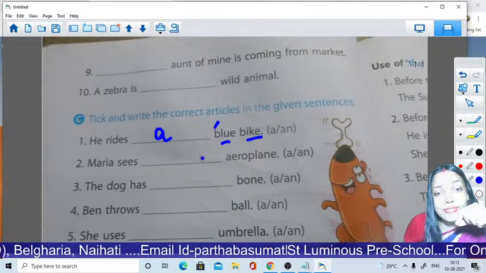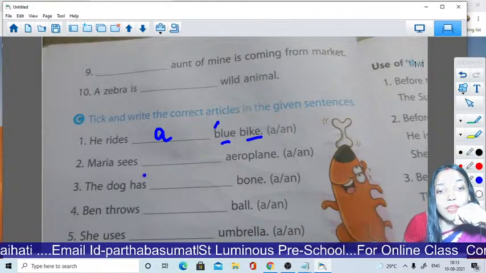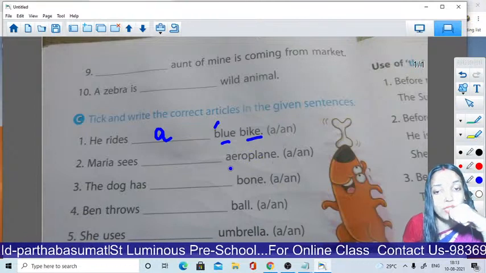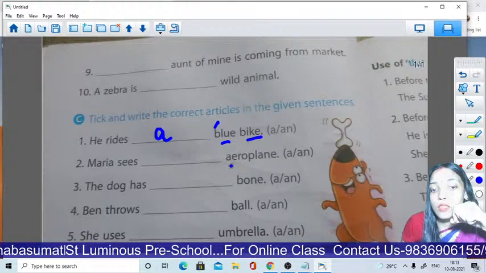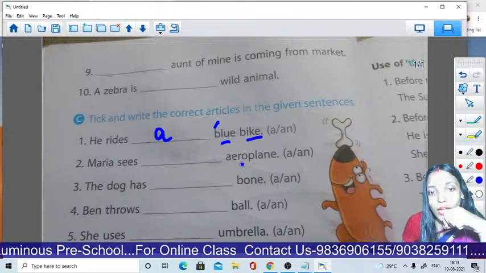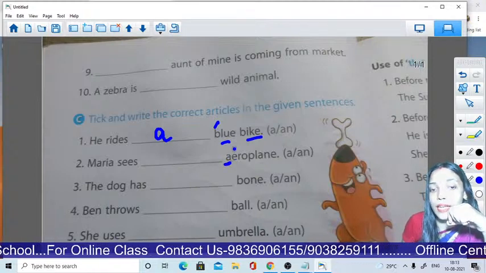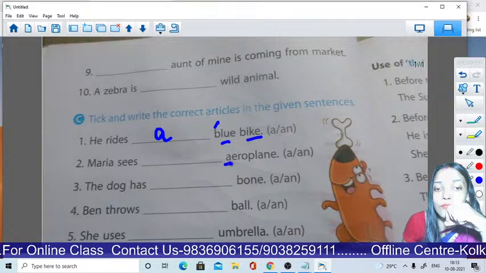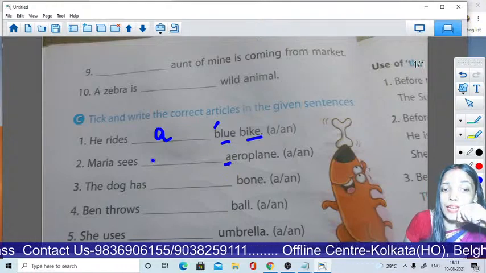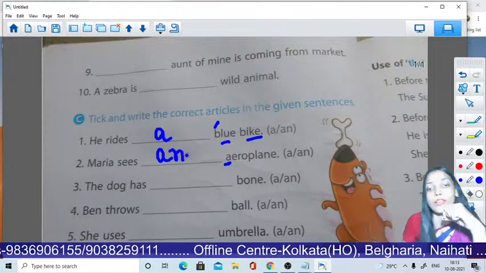He rides a blue bike. Now number 2. Maria says blank aeroplane. What can I write before aeroplane? Tell me. Here aeroplane is the singular noun. Okay. And the beginning letter of aeroplane is A. A is a vowel, not consonant. So, what can I write? Yes, A-N, an. Very good.